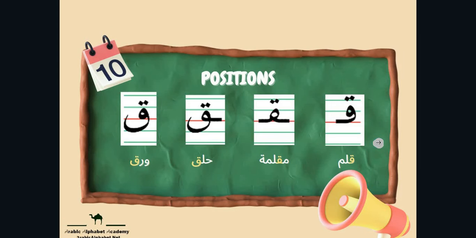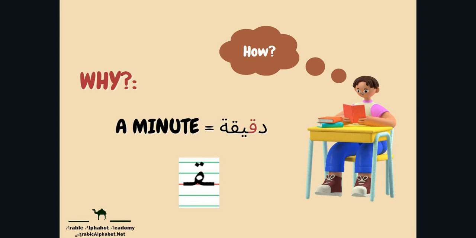But wait a minute, depending on what we said right now, so why in the word daqiqaton, which means a minute, the letter Qaf is in the middle, but it doesn't take the form of the Qaf in the middle of the word? How come? The answer is simple. Even though the letter Qaf is in the middle of the word, it is connected to only one letter, that is the letter Ya. And that's why it takes this form.